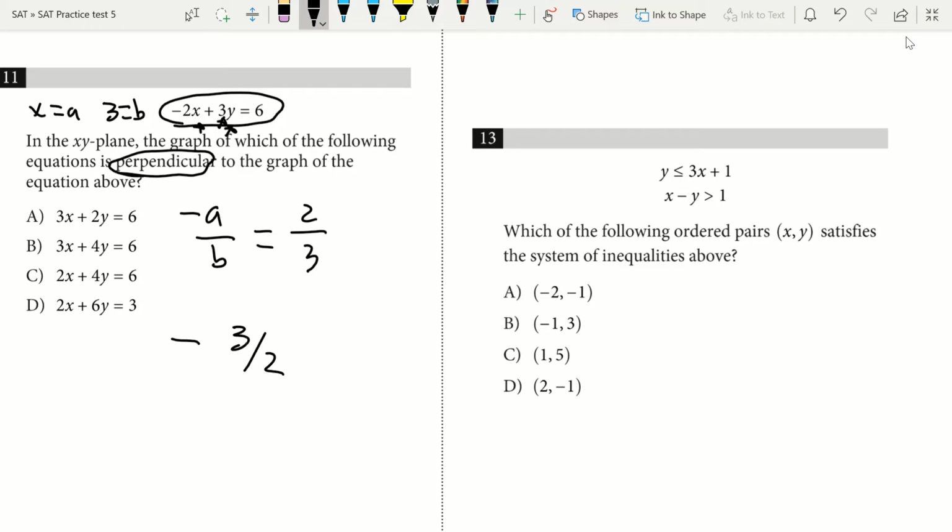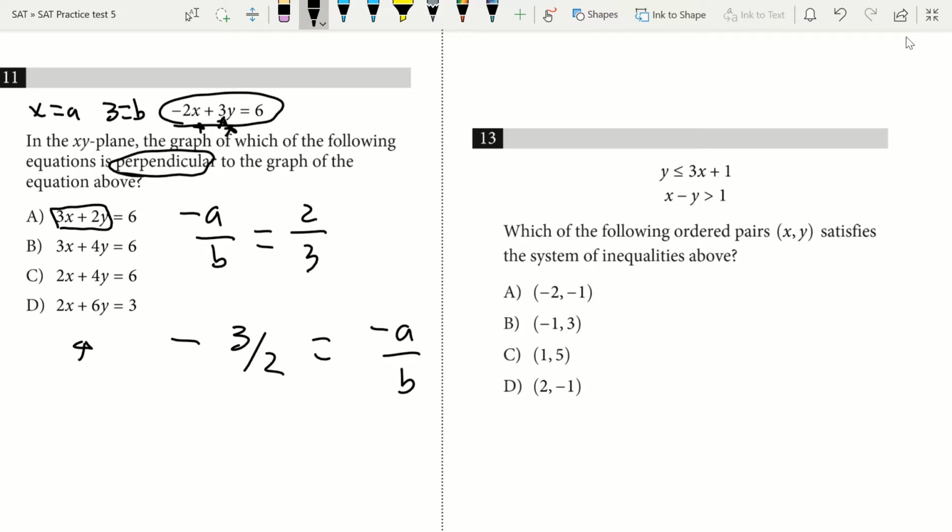So now we have all these equations in standard form. We also have to do negative A over B, and we have to get that to equal, I'm sorry, I wrote that wrong. And we have to get that to equal our negative 3 over 2. So we're going to have negative A over B. We look at our equations, so we're looking for a 3 and a 2.